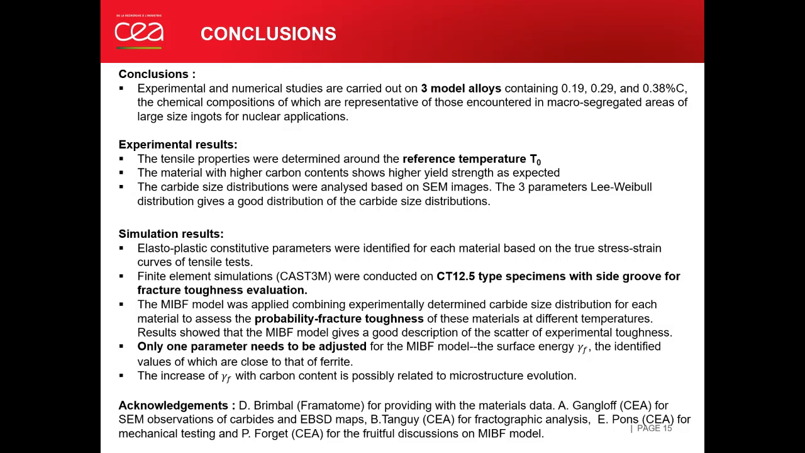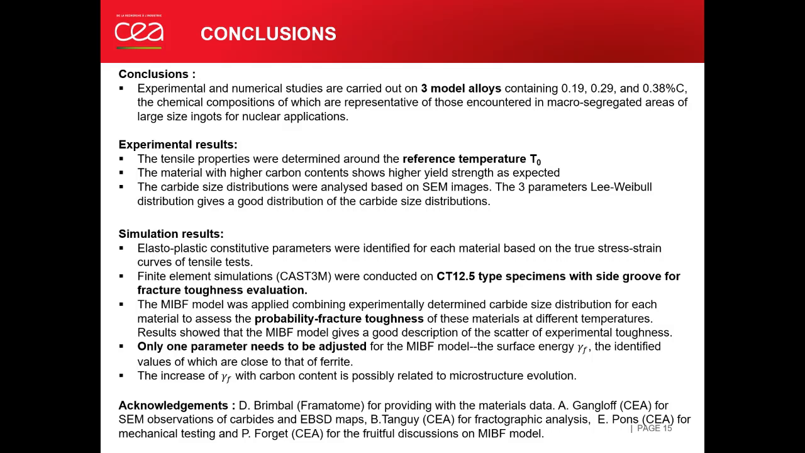To sum up, we have studied 3 model alloys with different carbon contents, which are representative of those of the segregated zones encountered in large size ingots for nuclear applications. Carbide size distributions have been analyzed in these 3 model alloys and introduced in the MIBF model. For simulations, elastic plastic constitutive parameters were identified for each material based on the true stress strain curve obtained by mechanical testing combined with image analysis, and finite element simulations were conducted on CT specimens. The MIBF model was applied, combining the experimentally determined carbide size distribution for each material to assess the probability of fracture toughness of these materials at different temperatures.